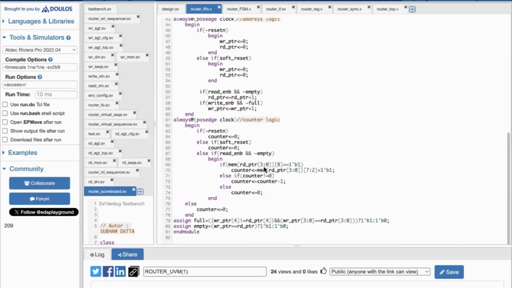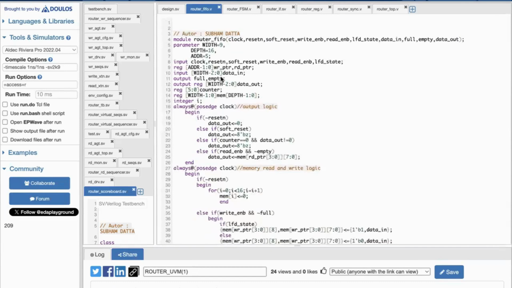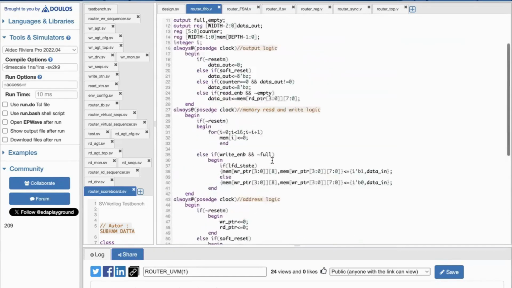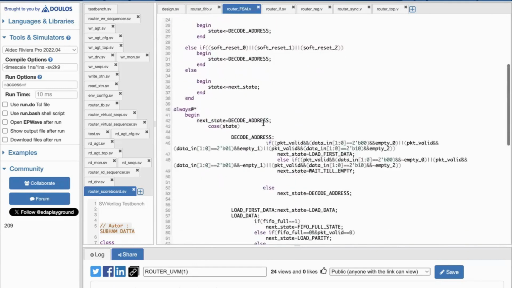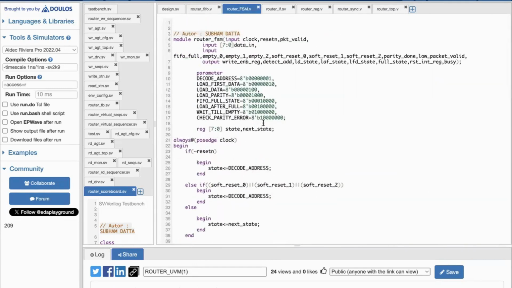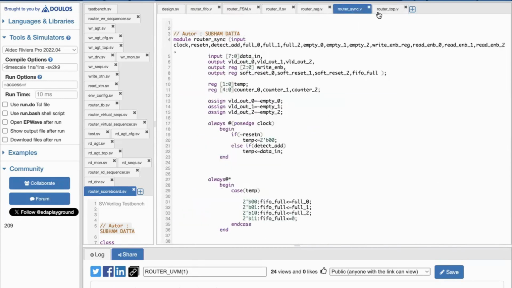We can write it in a very simple way, but we need to meet all the specifications, right? That's why I have written it in a simple way. This is the code for FIFO. Okay, after FIFO, there is a finite state machine. This is how we can write the finite state machine for a circuit. Like that, the register is there. So this is how we can write the register, synchronizer, and top level.